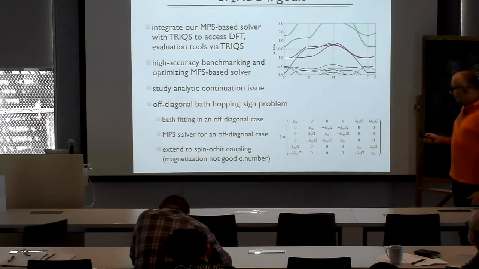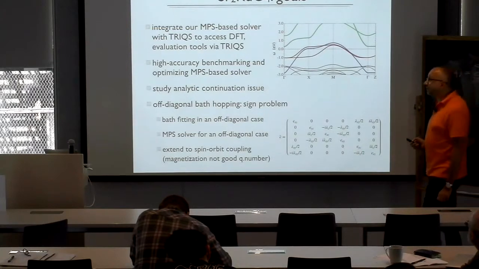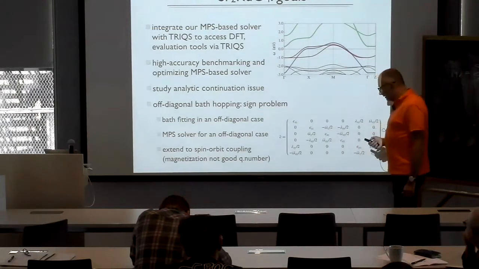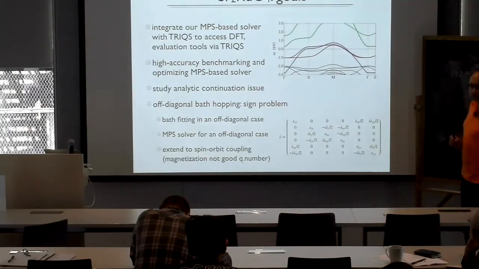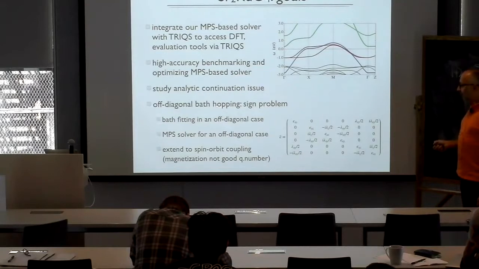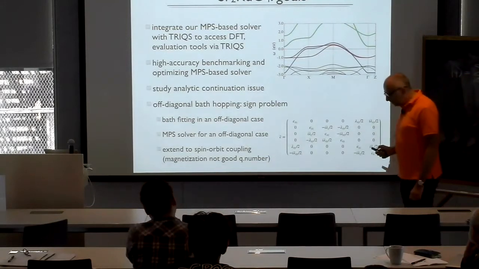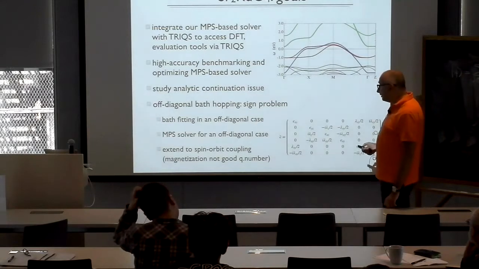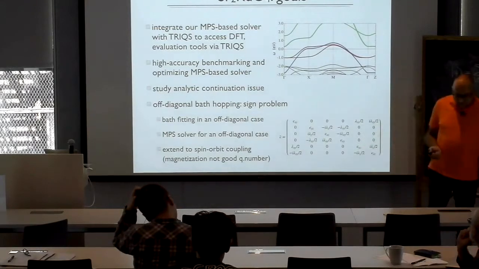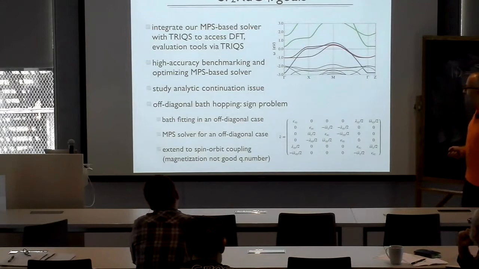So in a first step, we wanted to have a high accuracy benchmarking and really understand what our solver is doing. Then go back to the analytic continuation issue, and then do the off-diagonal bath hopping, which is what comes up in the spin-orbit case, and which is where the CTQMC starts developing its sign problem.